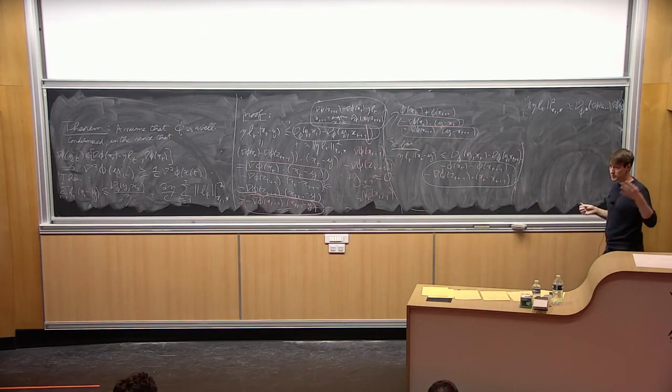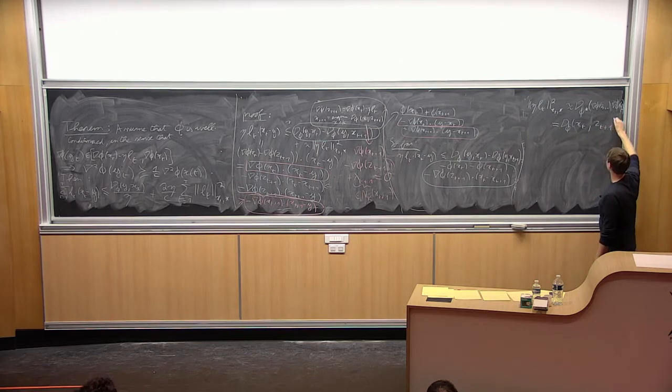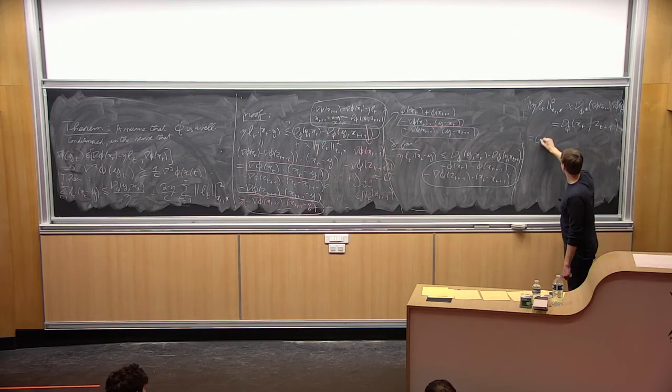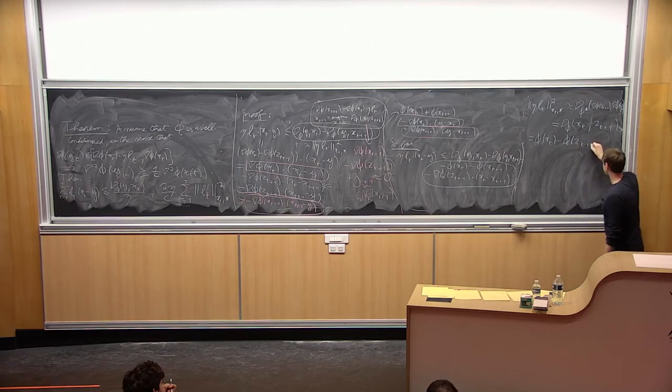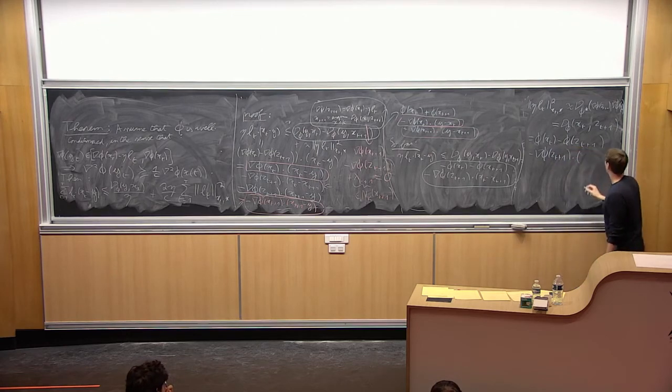The Bregman divergence in the dual is very closely related to the Bregman divergence in the primal, in the sense that this is equal, so this I will leave you as an exercise, to the Bregman between xt and zt plus 1. So by definition, it's nothing but phi of xt minus phi of zt plus 1 minus grad phi of zt plus 1 dot xt minus zt plus 1.